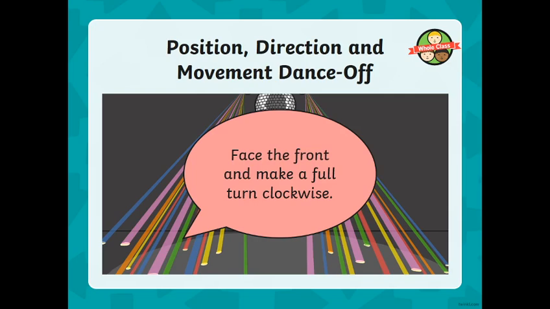So to make a full turn clockwise, if you can hold out your right hand, and your right hand is the hand that most of you will write with. You will hold your pen or your pencil in your right hand. So if you hold your right hand forward and you make a full turn clockwise, you will go in the direction of clockwise all the way around and you will be facing the front again.